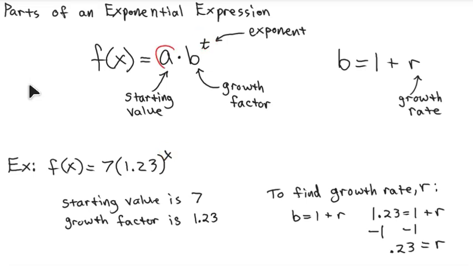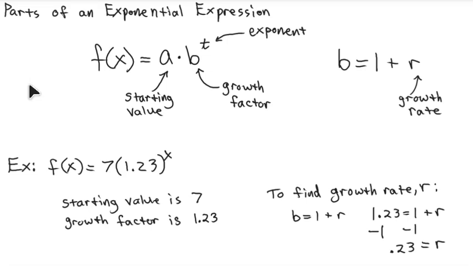Okay, so this front component, we call that the starting value, and the base of the exponent, we call that the growth factor. Now it can also be called a decay factor. It can be a decay factor if b is less than 1.